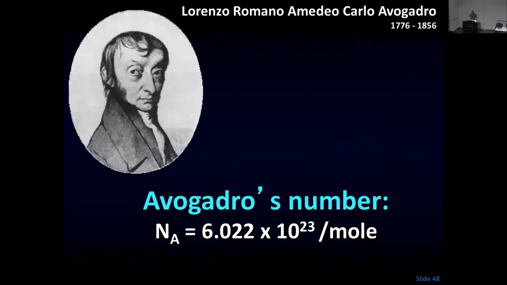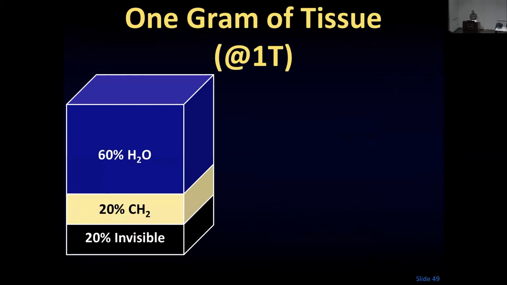Well, this is where this funny-looking guy named Avogadro comes to the rescue. Anyone remember this number? Avogadro's number, 6.022 times 10 to the 23 per mole. Now, how does Avogadro come to the rescue? Well, if we have 1 gram of normal biological tissue, at least in a human being, we would imagine that about 60% of that tissue is water, maybe 20% is fat, and about 20% is invisible. Remember, proteins, amino acids, phospholipids, other macromolecules are invisible. So 80% is visible, either water or fat.